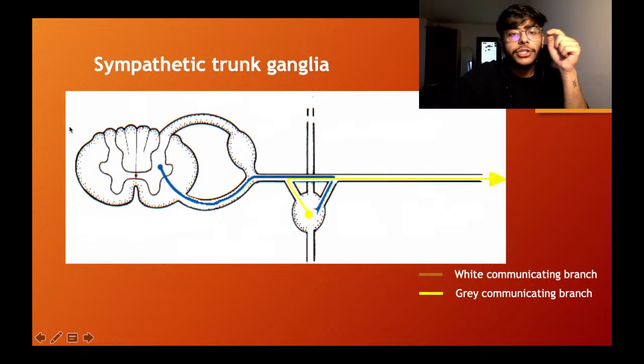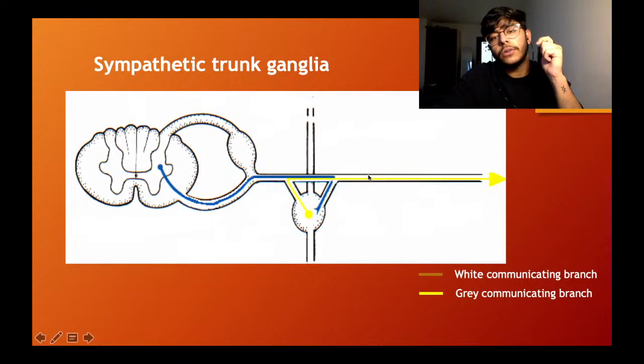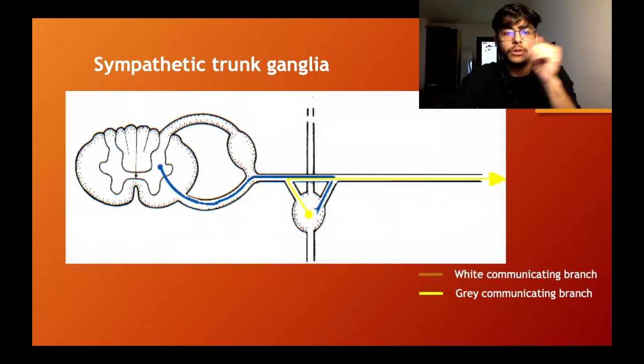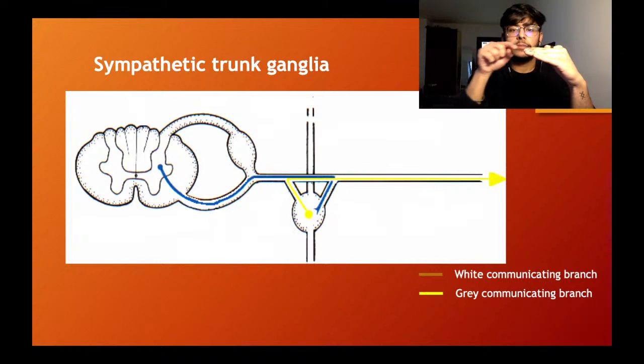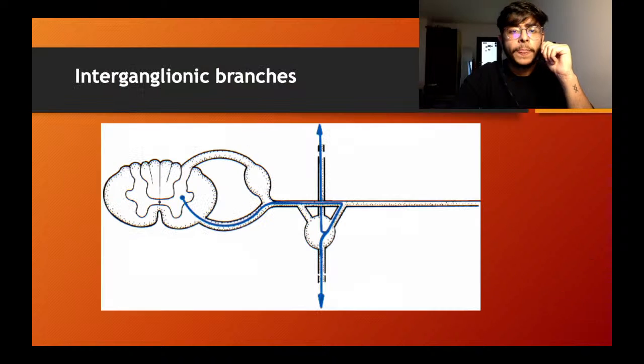They all originate in the intermediolateral thalamic nuclei, and exit out as white communicating branches. When they finally reach the sympathetic chain, they relay on a different neuron, and then that different neuron goes out of the sympathetic chain and innervates whatever it needs to innervate. So this is a direct exit of a neuron, which is at the level of the vertebra. There's a sympathetic chain, goes out, innervates whatever visceral sense it needs to.